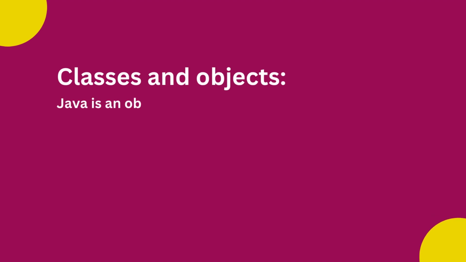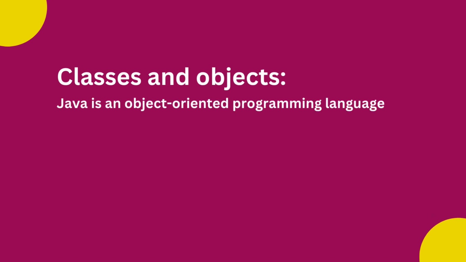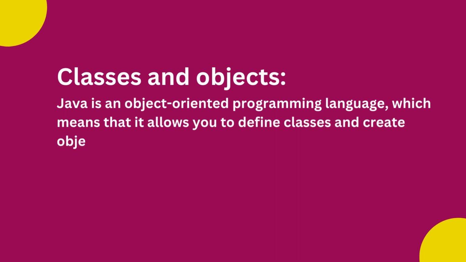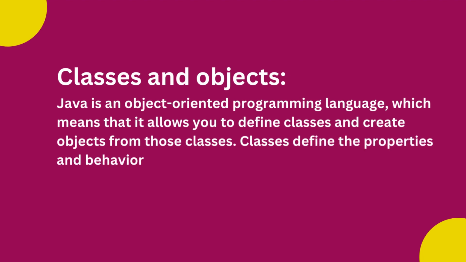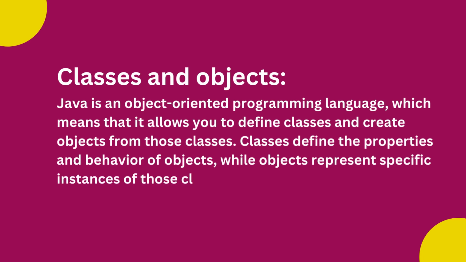Classes and objects. Java is an object-oriented programming language, which means that it allows you to define classes and create objects from those classes. Classes define the properties and behavior of objects, while objects represent specific instances of those classes.